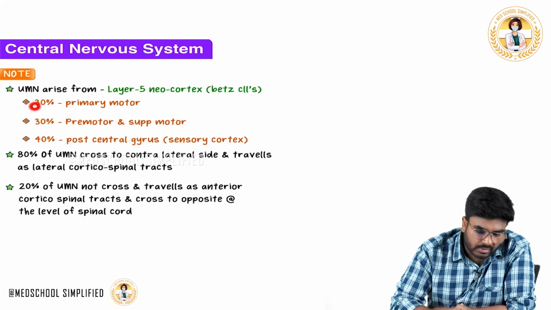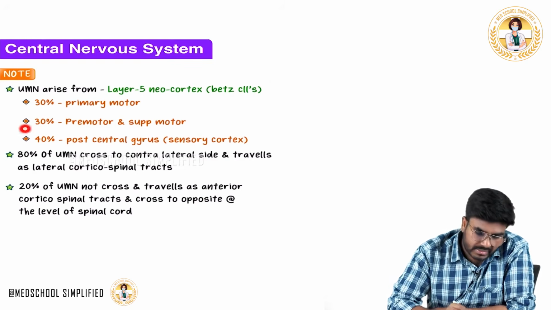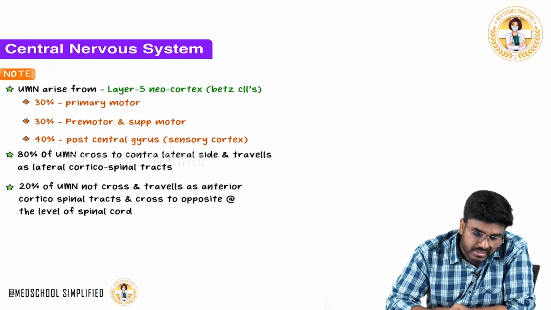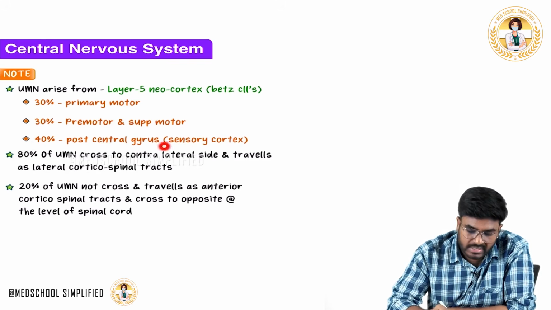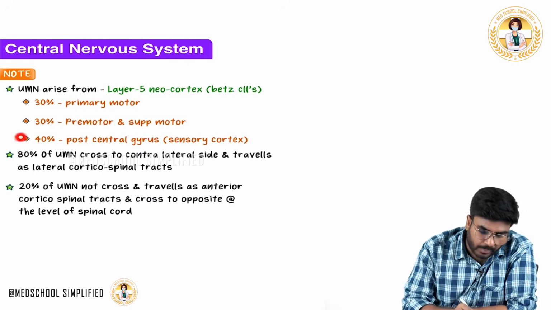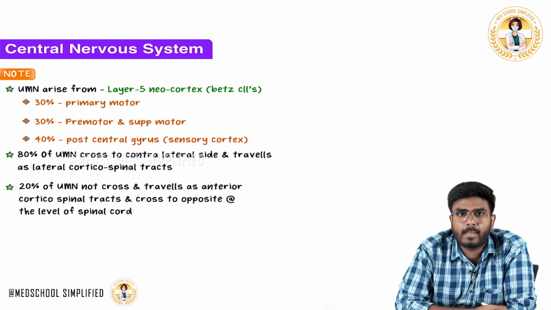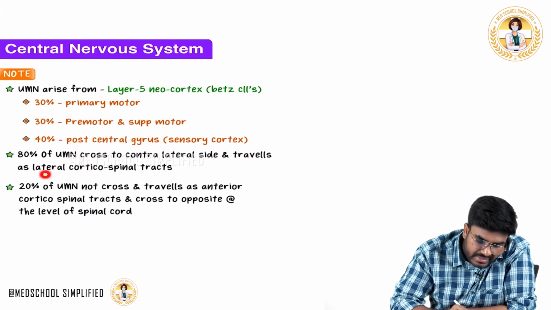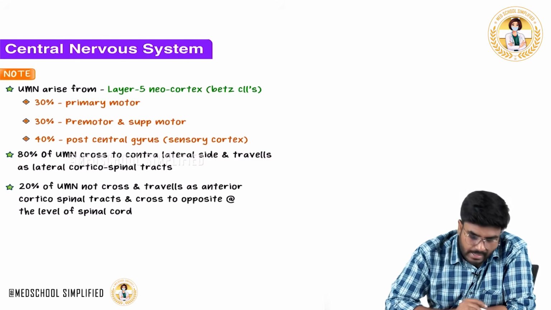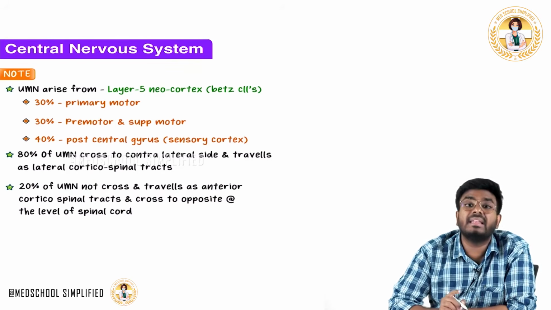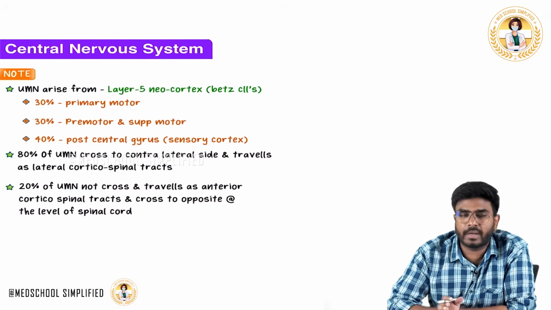Now 30% of the upper motor neurons come from the primary motor cortex, and 30% come from the premotor as well as supplementary motor cortex. But remember, 40% of the upper motor neurons come from the somatosensory cortex or post-central gyrus. The majority come from the sensory cortex. Already seen, 80% cross to the contralateral side and travel as the lateral corticospinal tract. But 20% do not cross; they travel as anterior corticospinal tracts and cross to the opposite side at the level of the medulla or in the spinal cord.